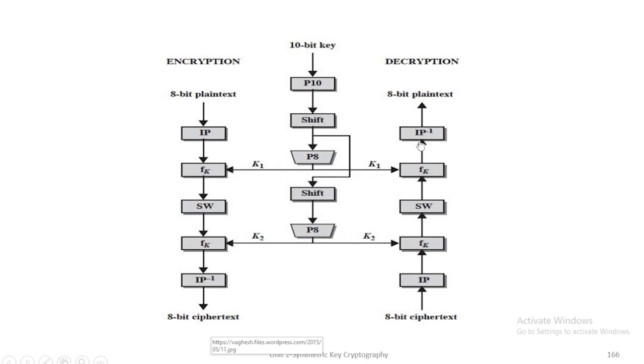It is also reversed at decryption. Here I am only explaining the plain text to ciphertext conversion part. In the next video, I will explain the subkey generation, that means how the 8-bit subkeys K1 and K2 are retrieved from the given 10-bit key. I will explain this concept in the next video.